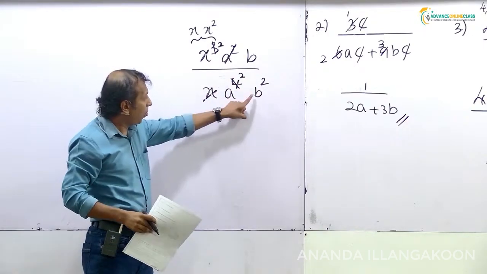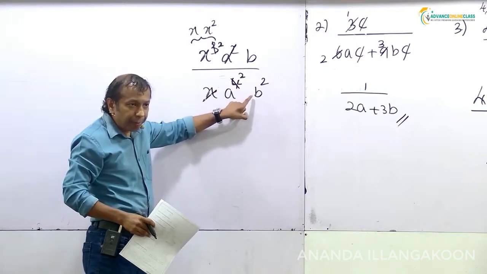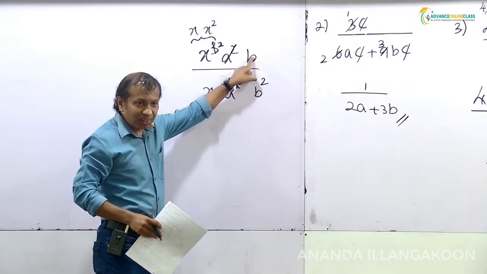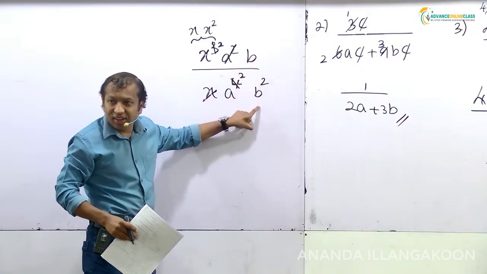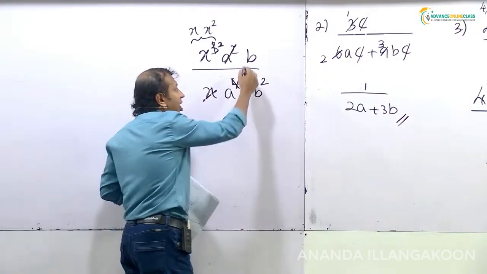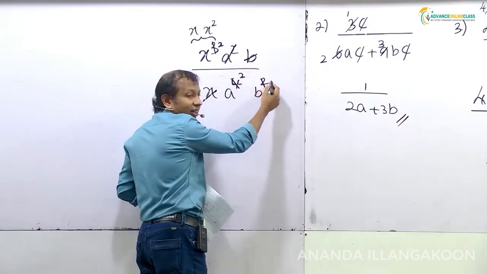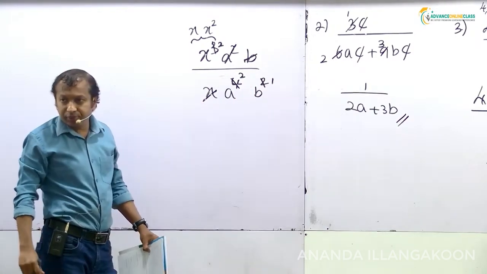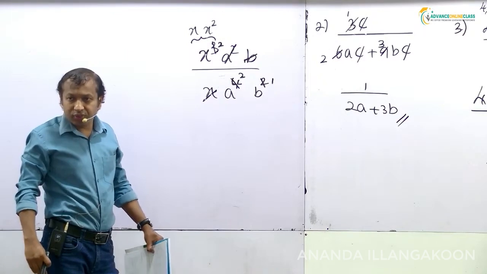Now tell me here, B squared, how do we write? B into B. One B we cancel down with this B. Another one B is here. How to do that now? We completely cancel down this one, and this 2 we write as 1. You see, this way we do it formally. Understood? Then shall we do the next one?